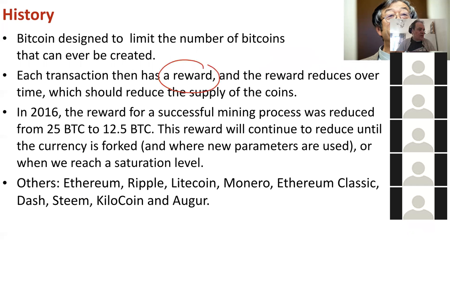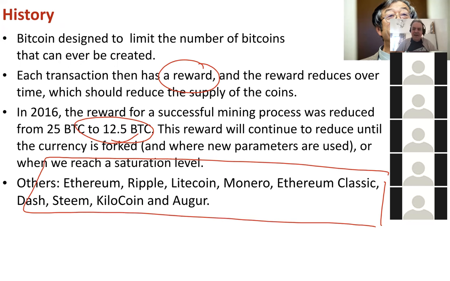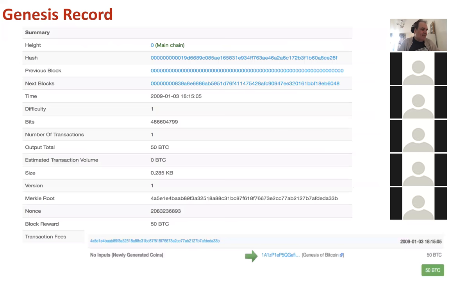As I said, the reward that the miners have reduces over time, and currently it's 12 and a half Bitcoins, but it's going to go down to 6.25 in May time. But it's not the only show in town, and there are thousands of cryptocurrencies out there. It just happens that Bitcoin is the one that's worth the most, and many people try to make money from it.